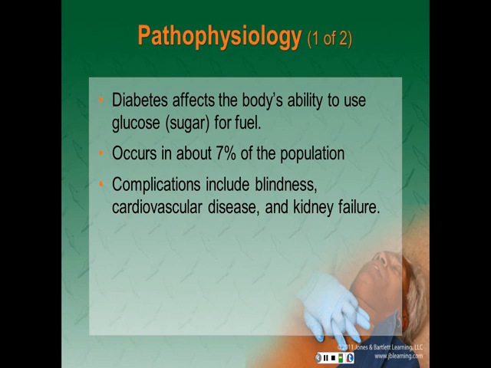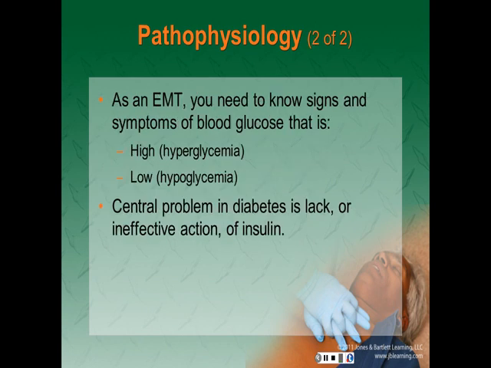Diabetes pathophysiology. Diabetes is a metabolic disorder involving abnormalities in the body's ability to use glucose for fuel. It affects about 7% of the population, and it can have severe complications such as blindness, cardiovascular disease, and kidney failure. As an EMT, you need to know the signs and symptoms of a blood glucose level that is high, called hyperglycemia, and this can result in coma or death. If treatment exceeds a patient's need, it can cause a life-threatening state of hypoglycemia, which is low.